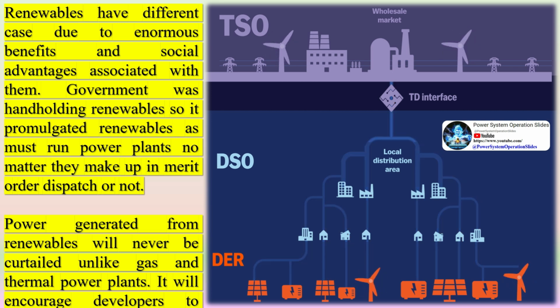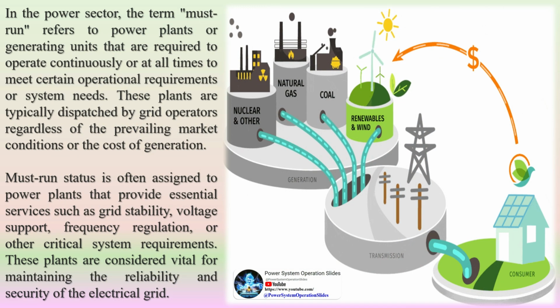It is for safeguarding the interest of consumer. Renewables have a different case due to enormous benefits and social advantages associated with them. Government was handholding renewables, so it promulgated renewables as must-run power plants no matter whether they make it up in merit order dispatch or not. Power generated from renewables will never be curtailed, unlike gas and thermal power plants. It will encourage developers to invest in renewables.